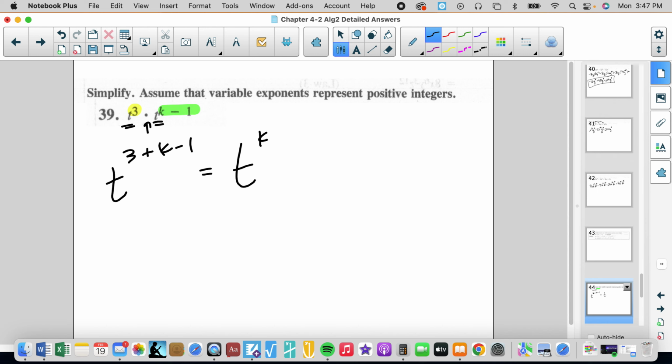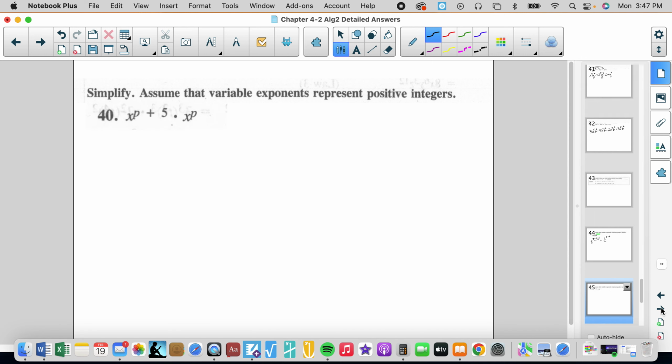T to the k plus 2. We're going to combine like terms in that exponent. So it's t to the k plus 2. We have like bases that we are multiplying, so we are going to add their exponents. P plus p is 2p plus 5.